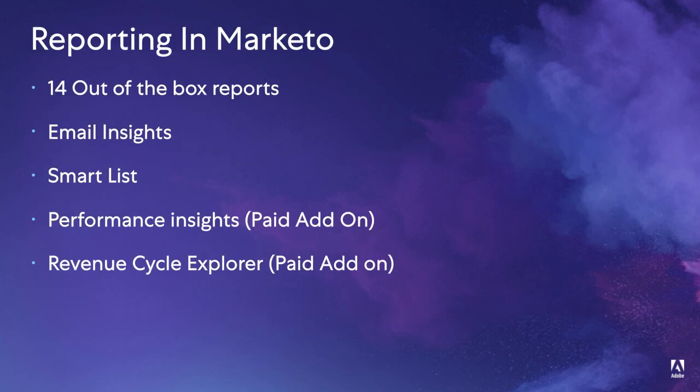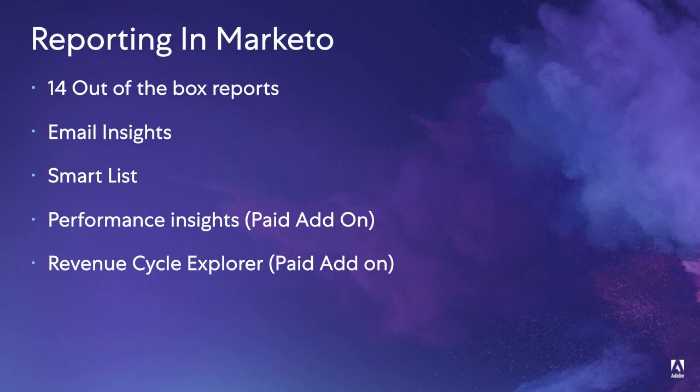So let's take a look at the reporting options in Marketo. In total, there are 14 out-of-the-box reports. There are email insights, which are great for holistic instance-wide view on email sent through your instance. There are Smart List, which is another absolutely amazing tool for reporting. Then there are Performance Insights, which is Marketo's one of most recent add-ons. And finally, there is Revenue Cycle Explorer, which is a great tool for advanced reporting and dashboards. A point to note is that Marketo's Performance Insights and the Revenue Cycle model are paid add-ons, and you might or might not have it depending upon your Marketo subscription.